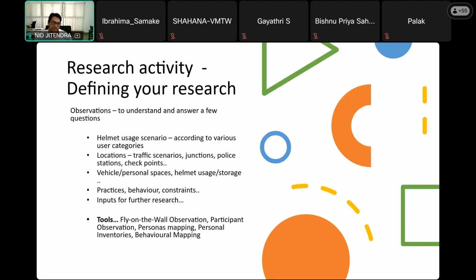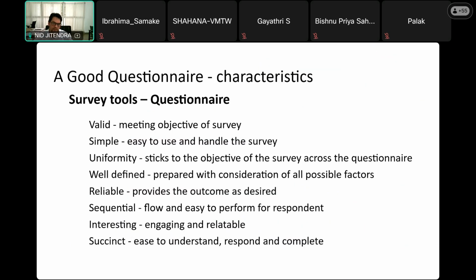Then defining your research in terms of understanding and answering a few questions: helmet usage scenario, location, vehicle, person, tools, and all. There are multiple ways that you can do this activity. You will go fast so that you will get some time to present. A good survey questionnaire will have valid questions that you should ask.